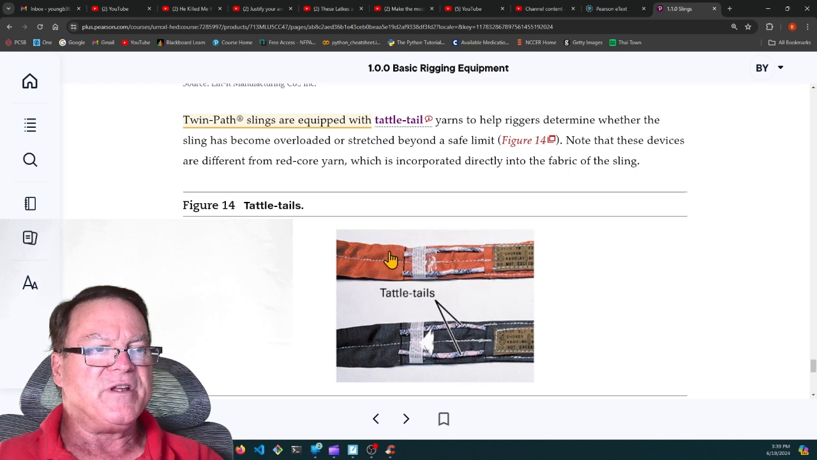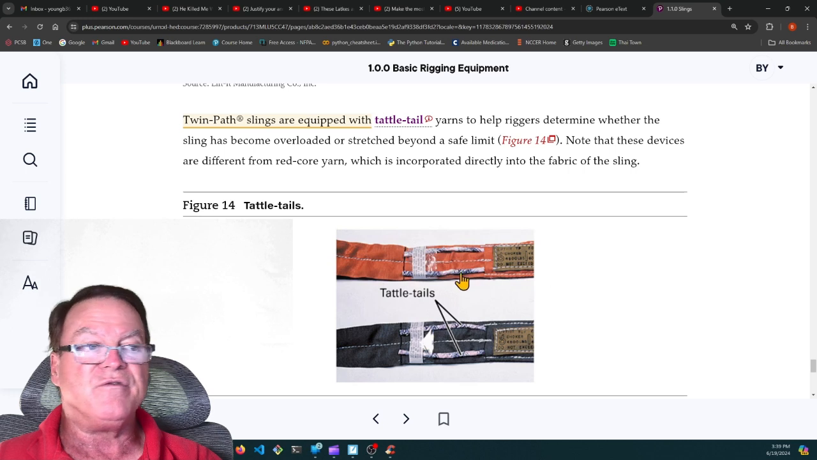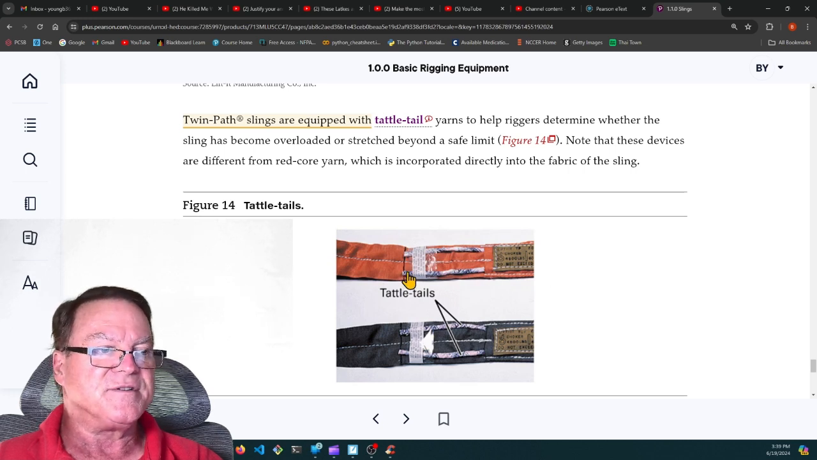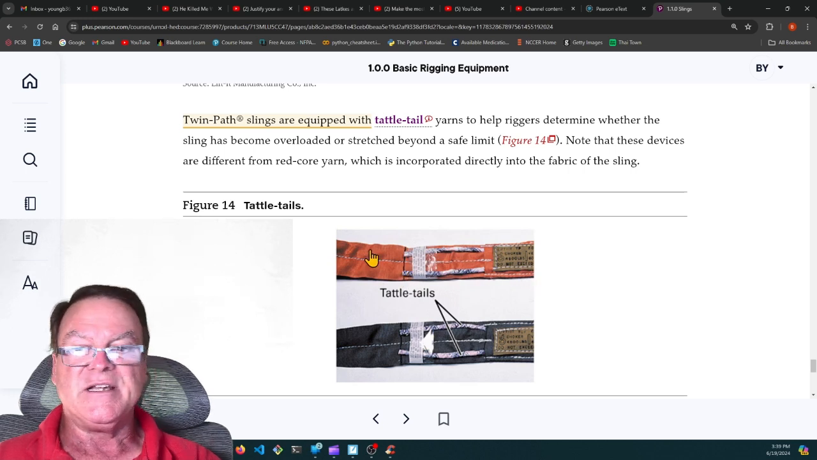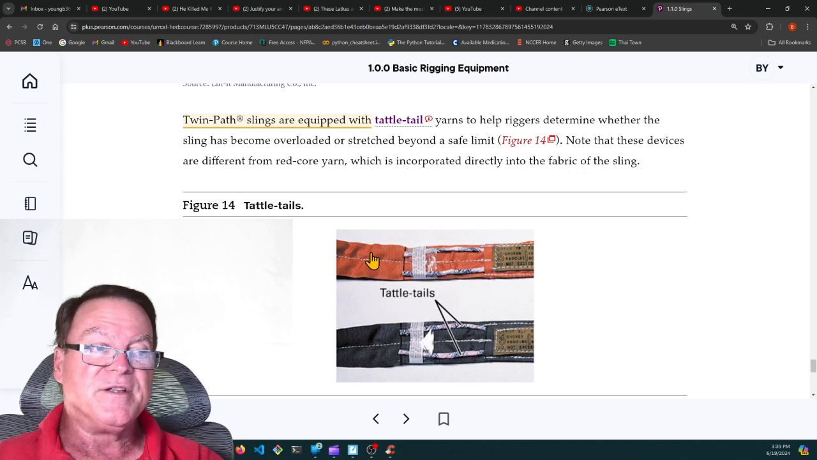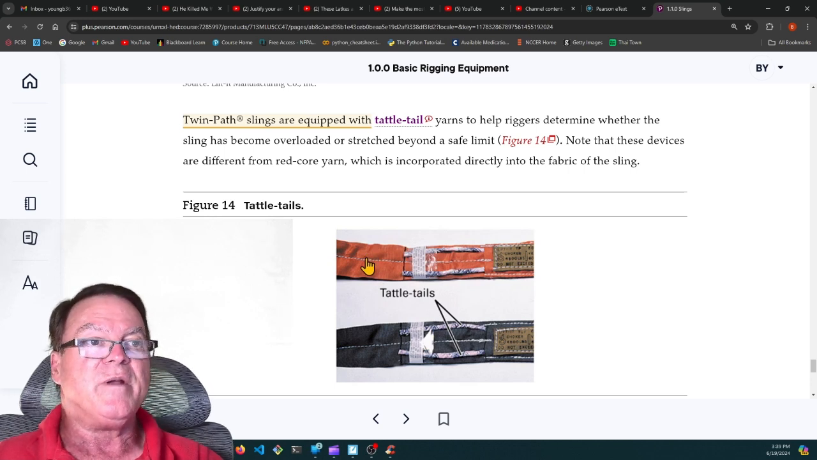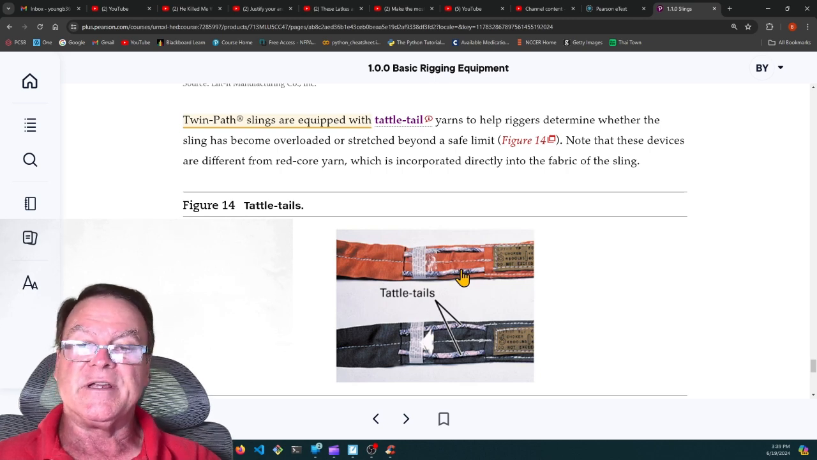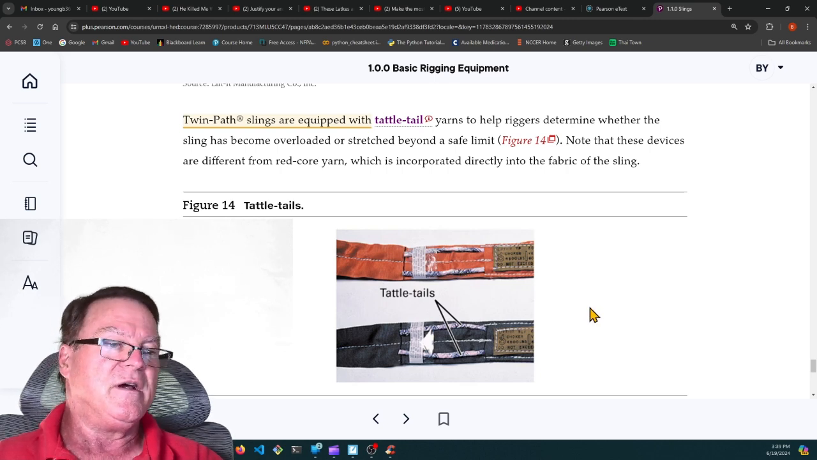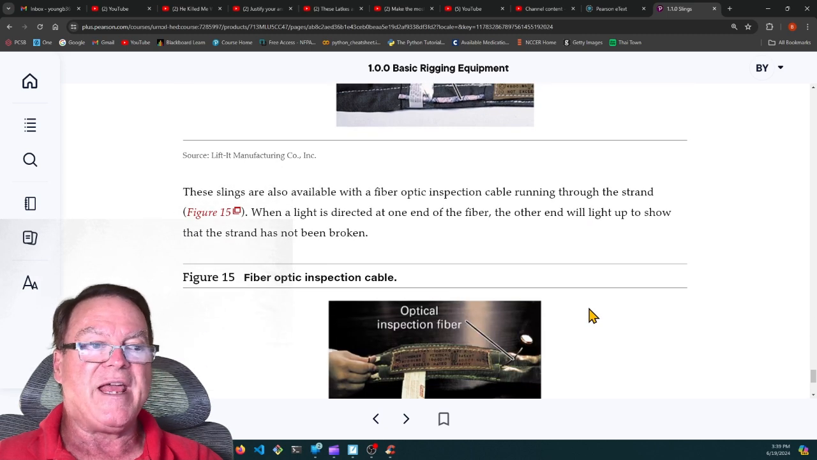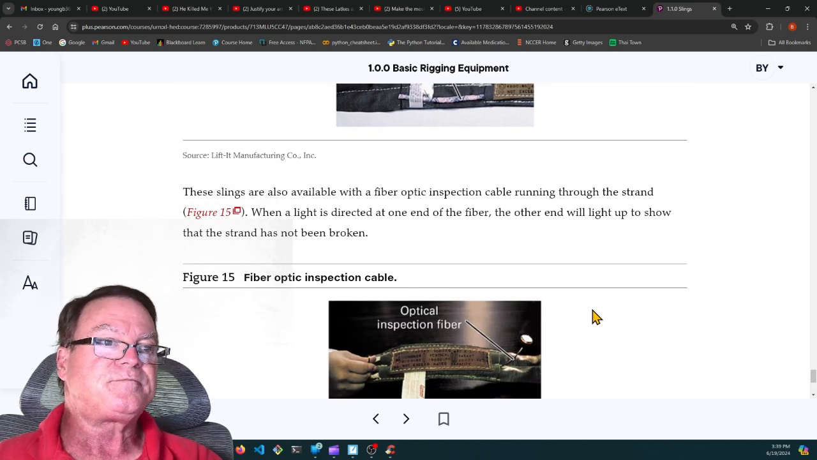And if for some reason the sling is pulled too long, if it's stretched too far, these tattletales will slip inside the sleeves and we won't be able to see them. So if you have a twin path sling and the tattletales are gone, they're missing, then the sling cannot be used. It's been stretched beyond its capability, its limits.